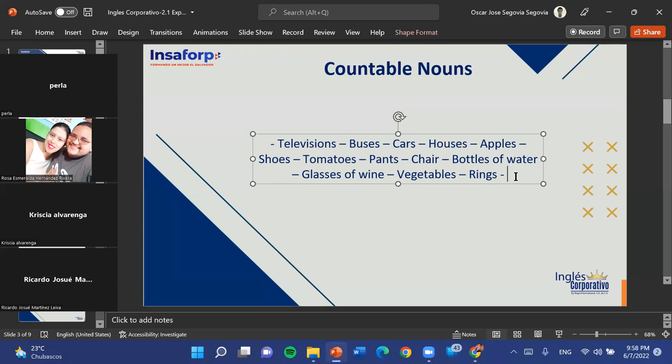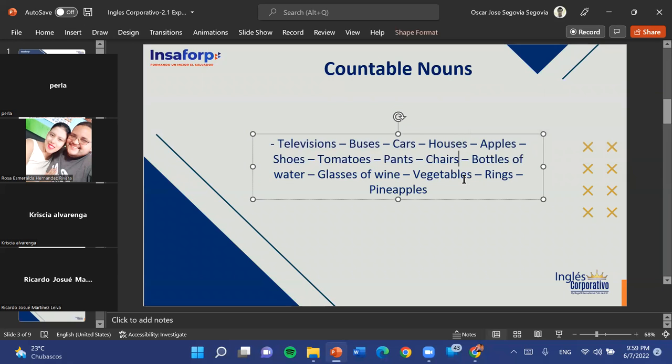Chrisia, an example? Don't worry. Okay. Sorry, what? Pineapples. Oh, okay, pineapples. Very nice. Pineapples, my favorite fruit. All right, so pineapples. Very good. So here we have an idea. Sí, aquí tenemos ya una idea, ¿verdad? De algunos de los nombres que pueden ser identificados como contables.